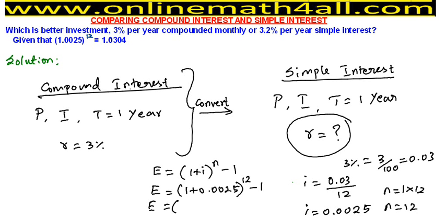So the value of 1.0025 to the power 12 minus 1. I'll continue the next step on the next page. So E is equal to 1.0025 to the power 12 minus 1. The value of 1.0025 to the power 12 can be retrieved easily from the calculator. Otherwise we can use the given information, because the value of 1.0025 to the power 12 is given, that is 1.0304. That we have on the previous page.